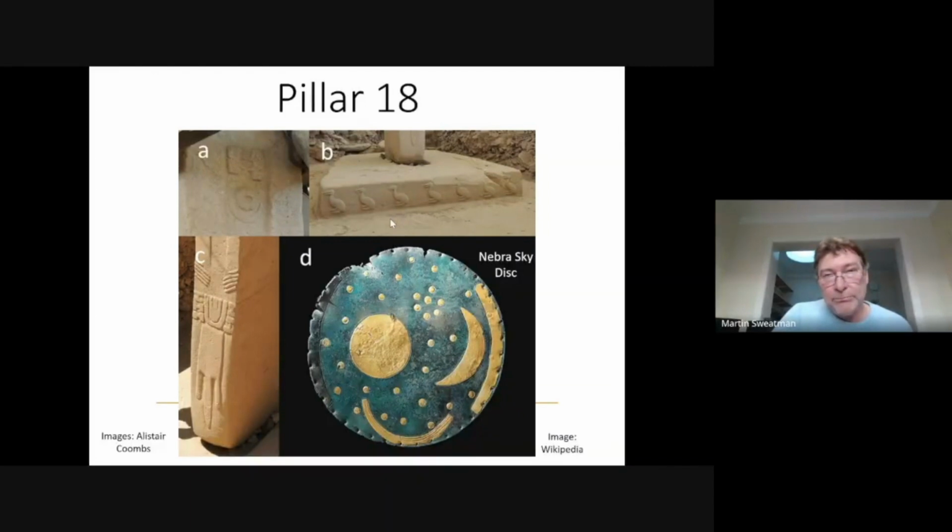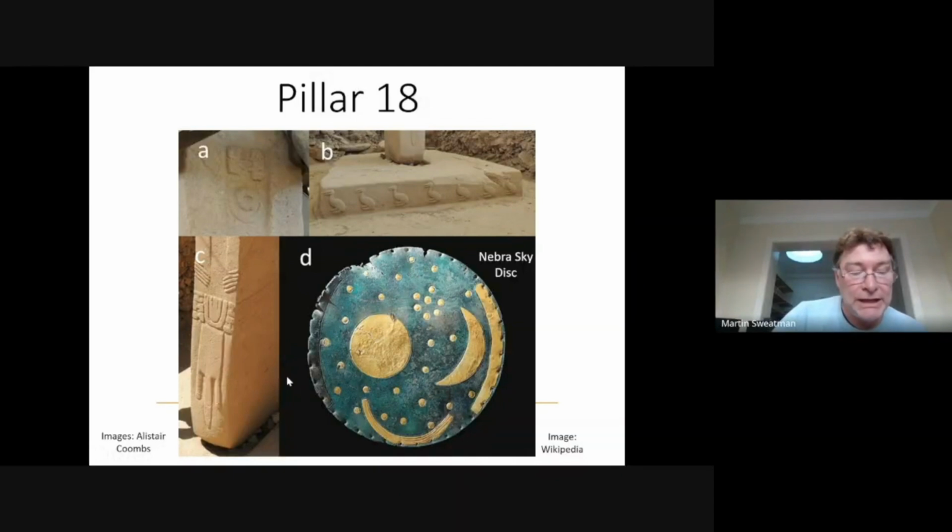And let's compare the front of pillar 18 with the Nebra sky disk. Now the Nebra sky disk is a Bronze or Iron Age artifact from Europe. And it's widely considered to show astronomical symbols. So we can see that obviously we seem to have the sun and the moon. We have 7 dots, which are widely recognized as symbolizing the Pleiades, which is a star cluster adjacent to Taurus. And there is also at the bottom this curved streak. It's not clear what it is, but it might symbolize a comet.